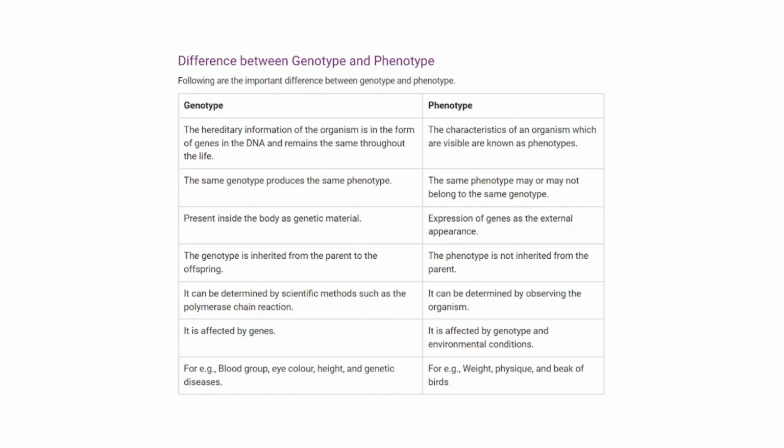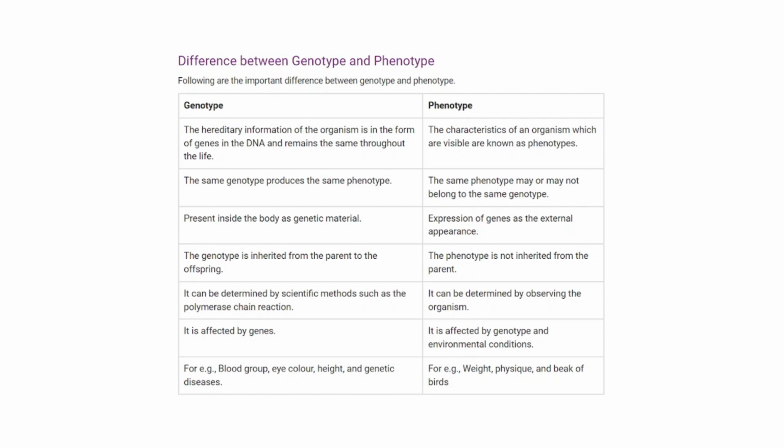The hereditary information, or the gene set, is what forms a genotype, whereas phenotype is basically the physical appearance that is visible to the eyes. The same genotype produces the same phenotype. If everything is identical, that will lead to the same phenotype. The same phenotype may or may not belong to the same genotype. But if the entire genotype is the same, if the genotype for blue colored eyes, everything is the same, then both the children will be blue colored.